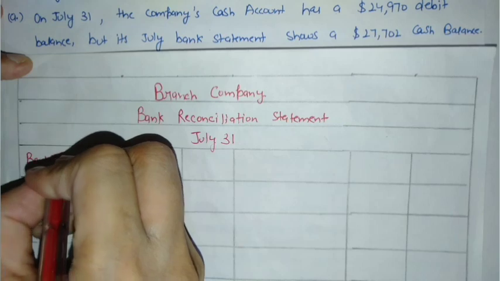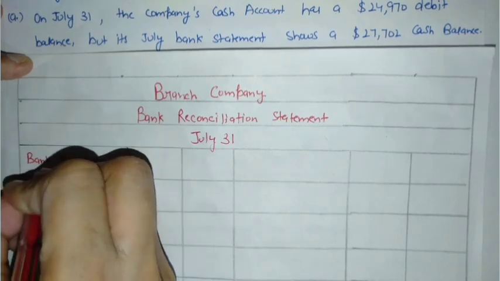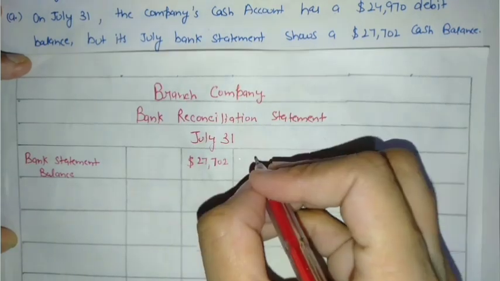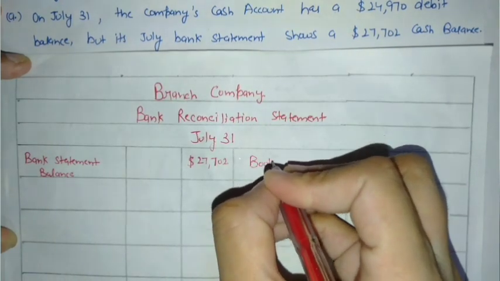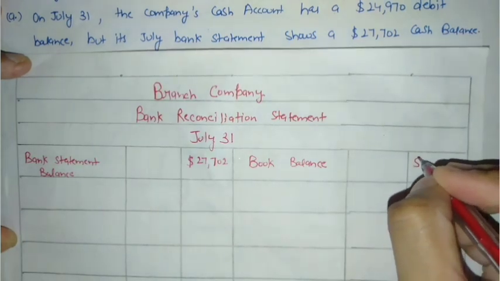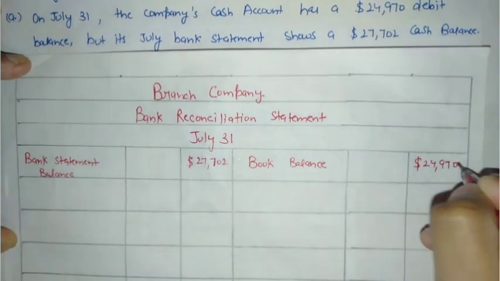Write the balance as per bank statement, that is $27,702. Then write the balance as per cash book, $24,970.